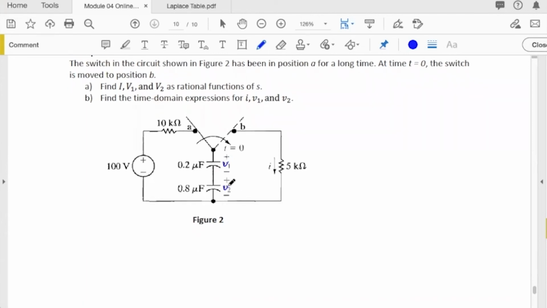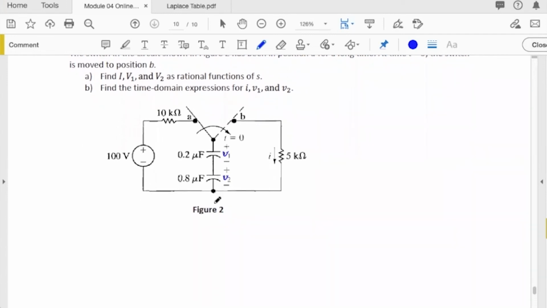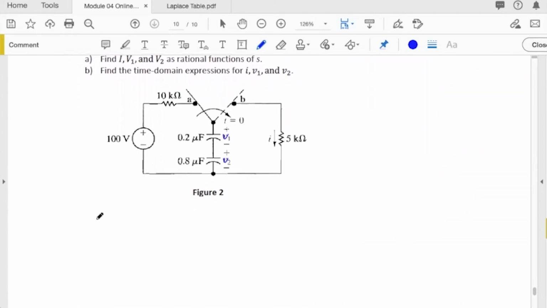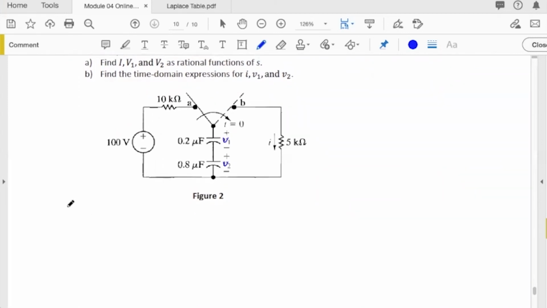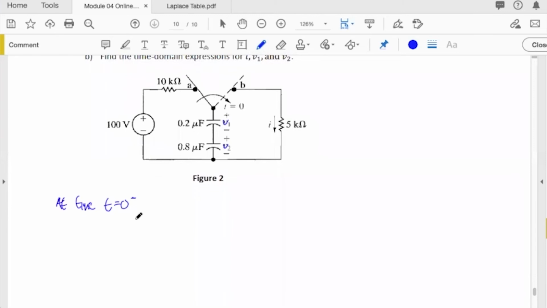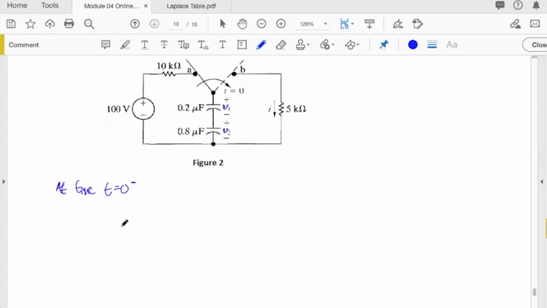Since we are dealing with capacitors, we know that a capacitor cannot have sudden changes. So we need to analyze what happens before the switch is moved from A to position B. At time t equal to 0 the switch is moved, but at time roughly before 0, we can denote it as 0 negative. So roughly before 0, we have these conditions.